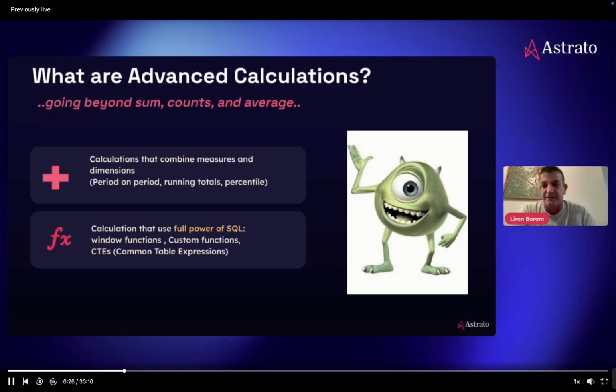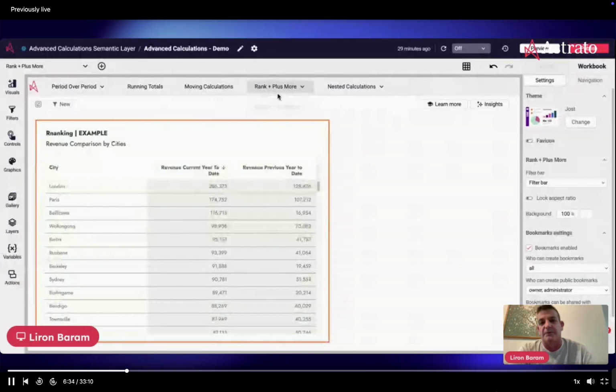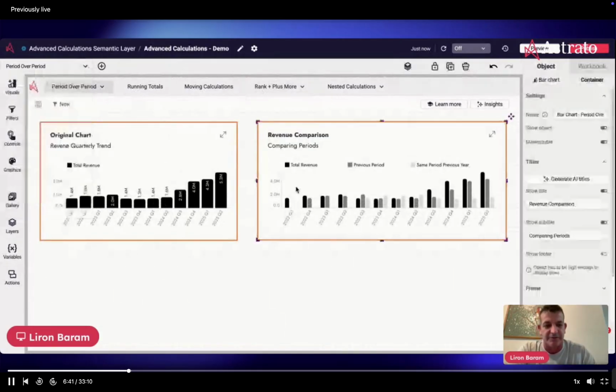So we will do this demo shortly. And yeah, so what we see here, we will start with period over period because I think it's the most common chart.